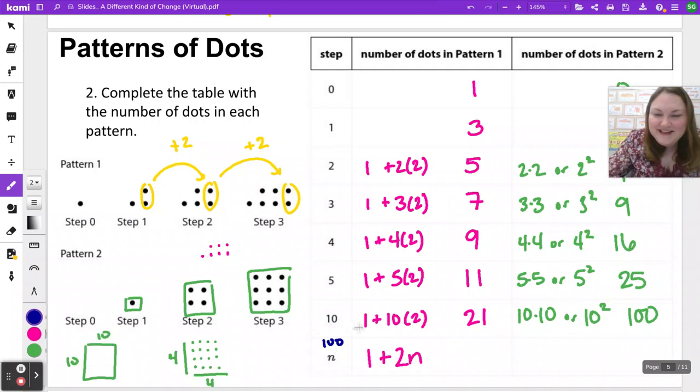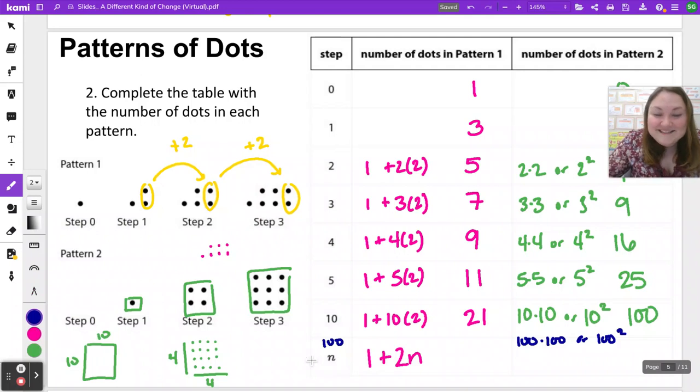So if we pretend step 100 again, for step 100, because the step is 100, I would be doing 100 times 100, or 100 squared. 100 squared means 100 times 100. So now let's make the jump. This is what we want to be able to do.